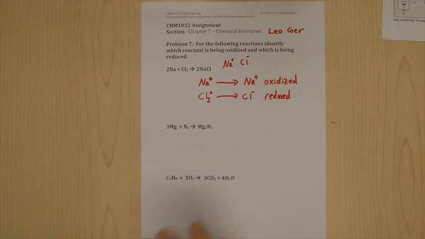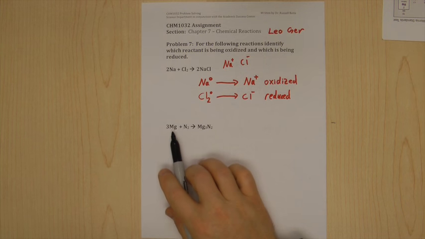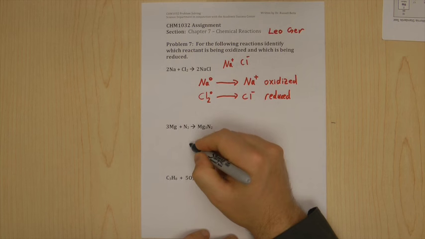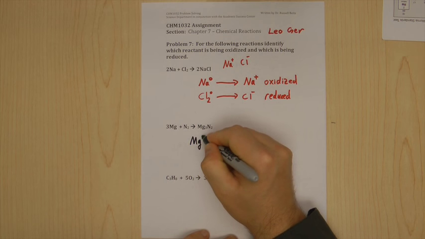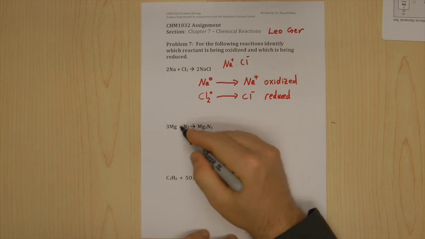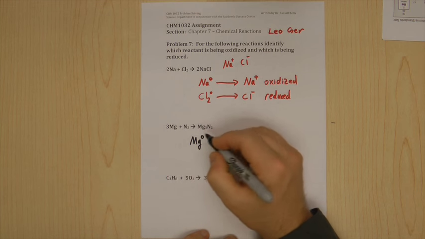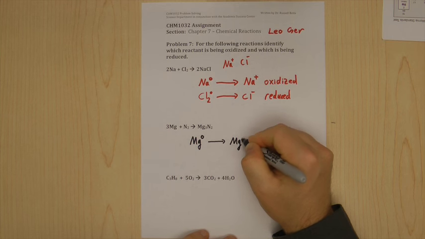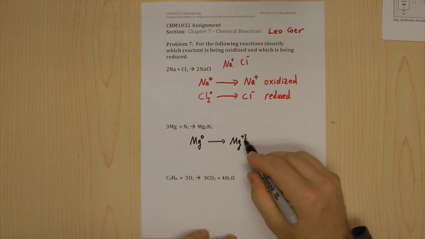Now I think these are pretty straightforward. I think it's just a matter of conceptualizing in your head how this works. All right, so we have magnesium becoming magnesium cation. So magnesium on the left, no charge. There's nothing written here for a charge, so that must be magnesium metal becoming magnesium plus 2.